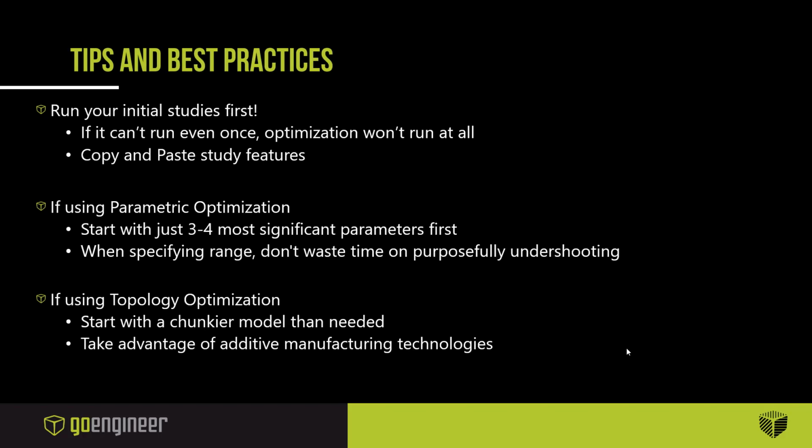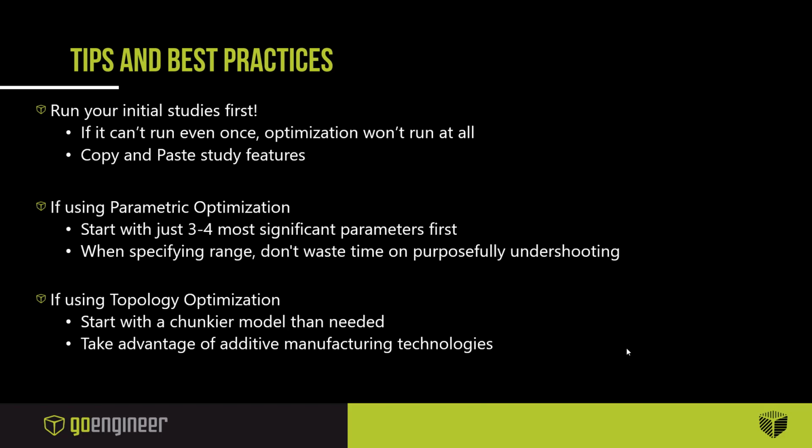Now, for tips and best practices, here's what I recommend for you guys. Number 1, run your initial studies first. If it can't run even once, optimization won't run at all. So do a quick sanity check, make sure you've actually set everything up correctly, and run it at least once. In addition, because of the similarities and the requirements of an input study for parametric and the linear static requirement of a topology optimization, you can simply copy and paste study features anyway to save time. So it's not like you're doing anything you won't use.